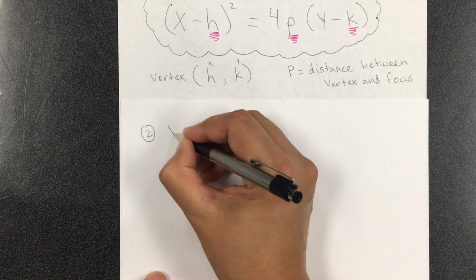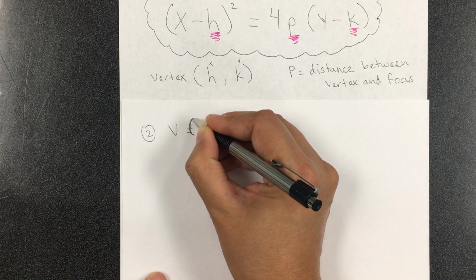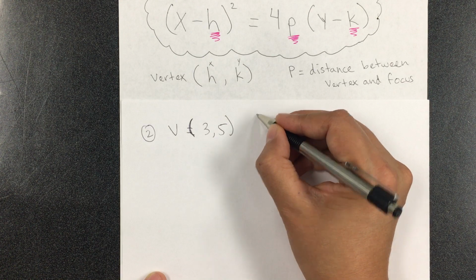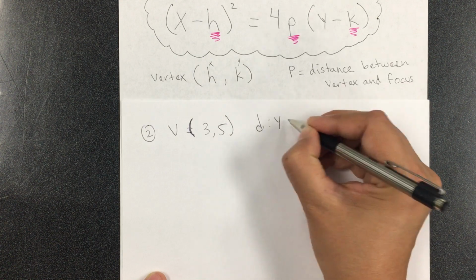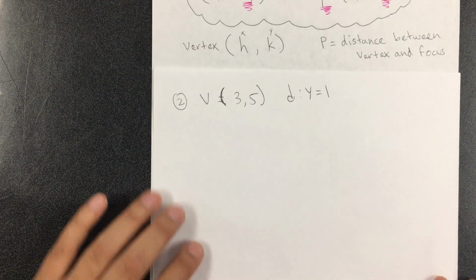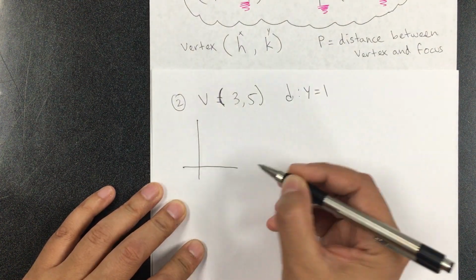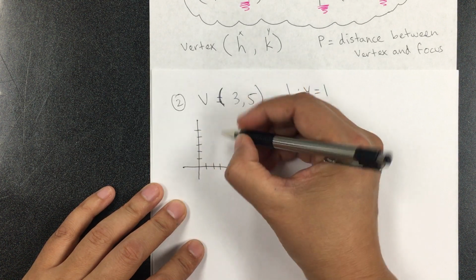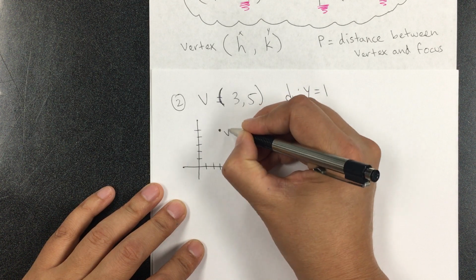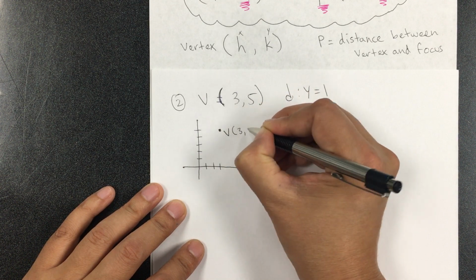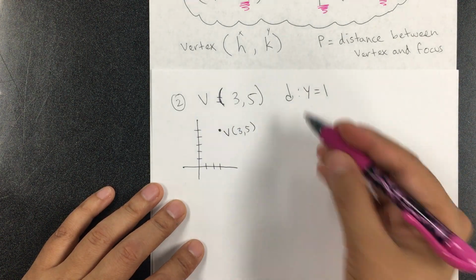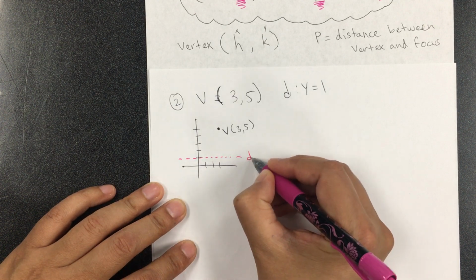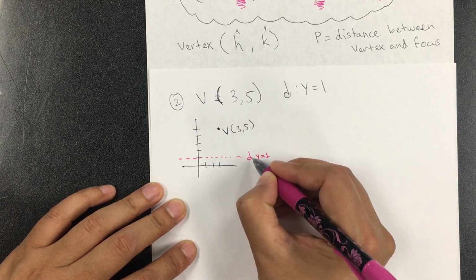Now they're giving us the vertex at (3, 5), and the directrix is at y equals 1. If I create the sketch, 1, 2, 3, 1, 2, 3, 4, 5. So my vertex is right here at (3, 5). The directrix is right here at y equals 1. Okay?